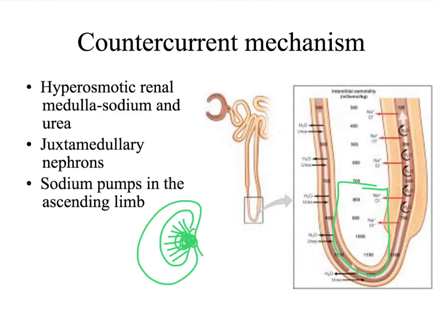So the other thing that's going to make this possible will be the sodium pumps that are going to be in the thick portion of the ascending limb of the loop of Henle. And they're able to push sodium out, and of course that's going to draw water with it. So that's going to, again, help the body further concentrate urine.